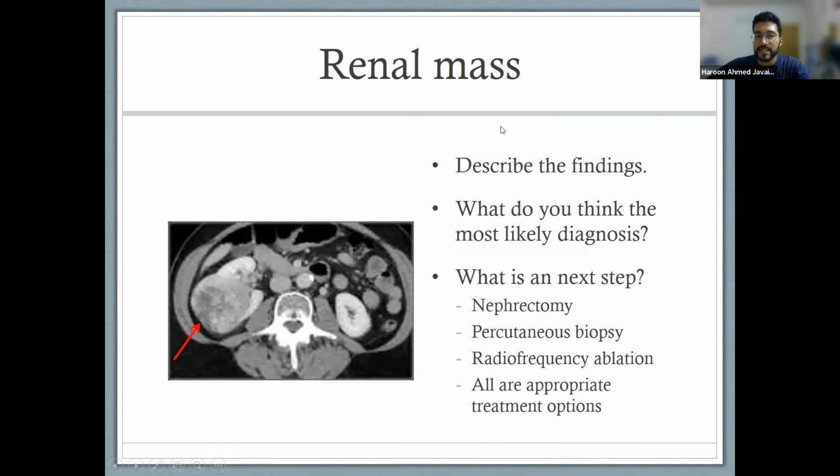Okay, next, if we're suspecting a renal mass. So remember how this is a CT scan, this is one kidney, this is the second kidney, and you see that the mass is extending all the way outside the kidney, right? You can see that this is probably a cancerous lesion. So what is the next step?